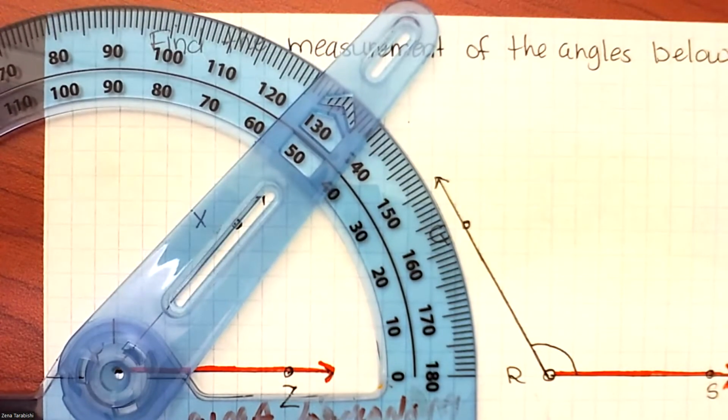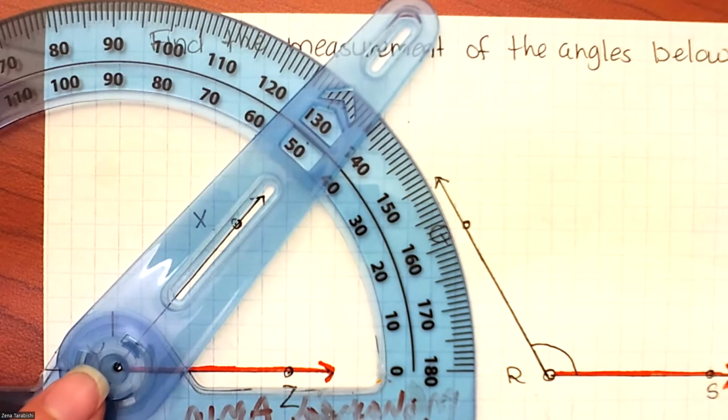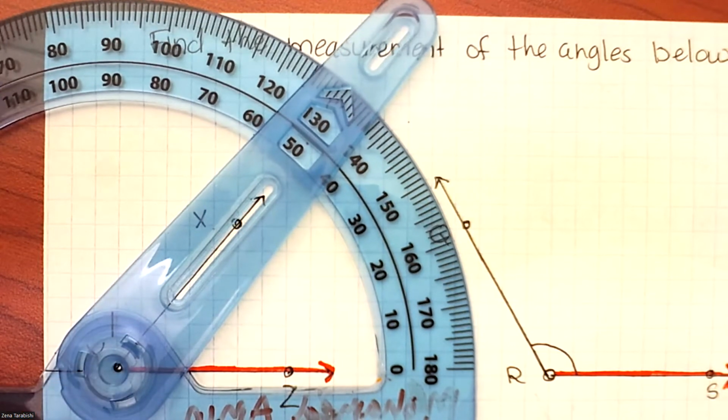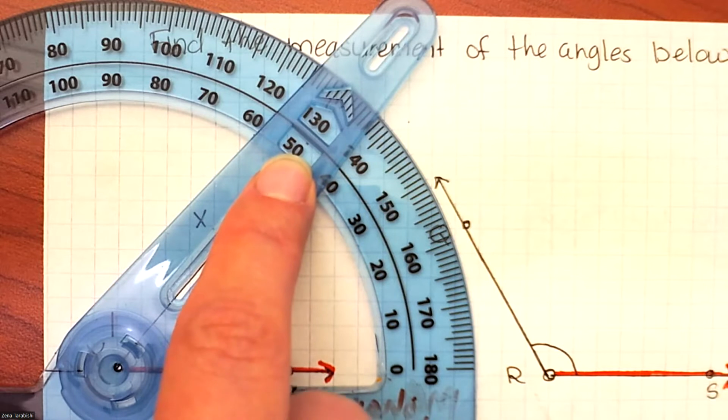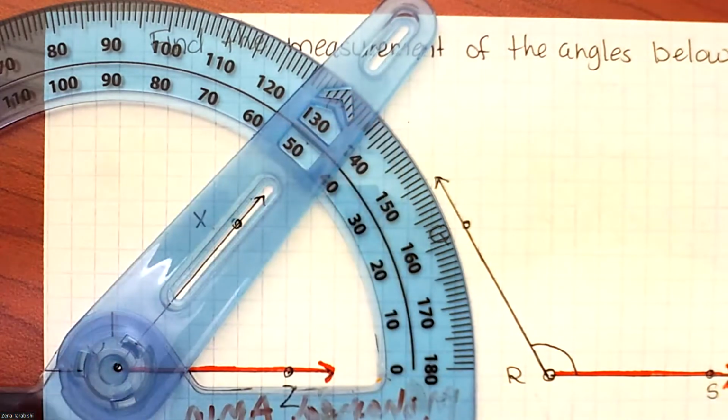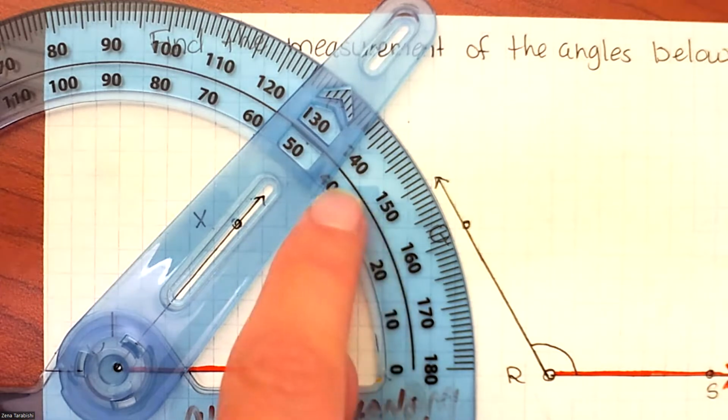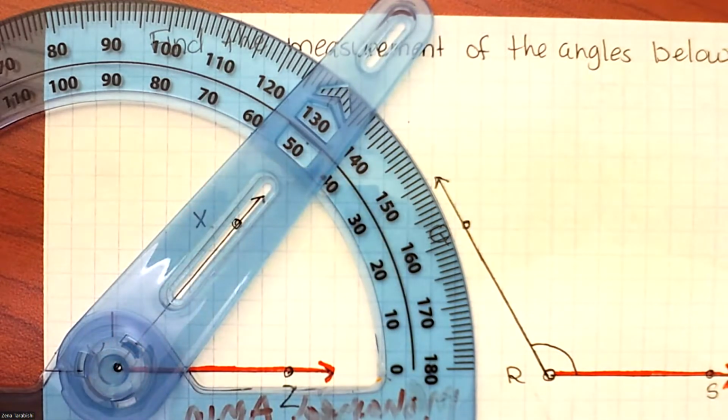So you're going to line it up. You make sure it fits, it lines up with the line down here. Make sure you have the vertex over there. And then you see where it's pointing. So here I can see that angle XYZ is 50 degrees. Now, why is it 50 and not 130? Well, I'm using the inside measurements here because my ray that I lined up with 0 is lined up with the 0 that's on the inside measurements. So I'm going to use the inside measurements.